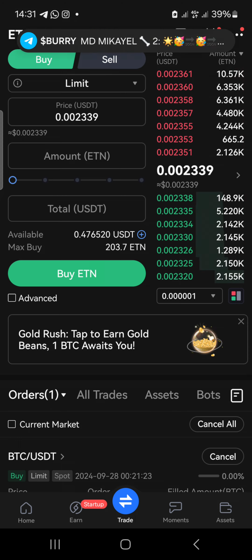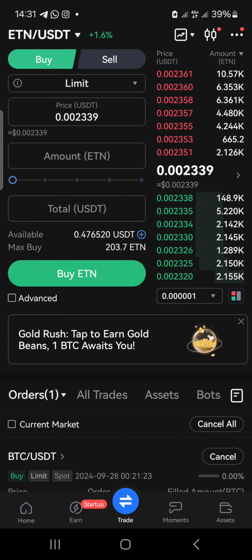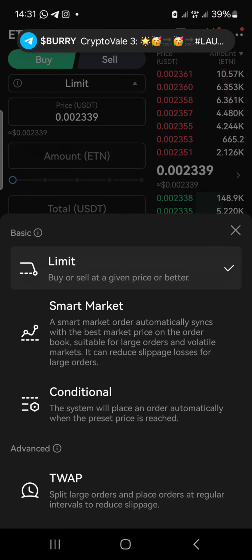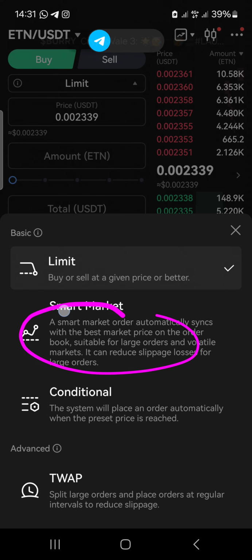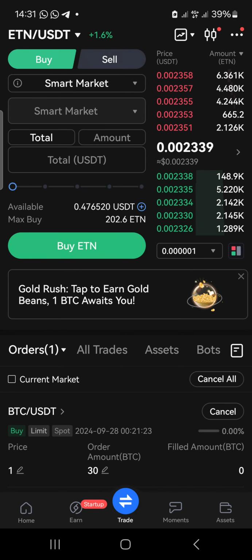Right now, I want to buy by market. So if I want to buy by market, I click on this place and select market, right? If I select by market, I input here how many USDT I want to trade with. Let's say I want to trade with 5 or 6 USDT. This is where I will input it. If I input it, then hit the buy button, it is going to buy, right?